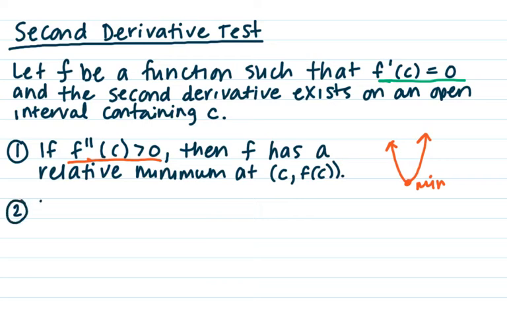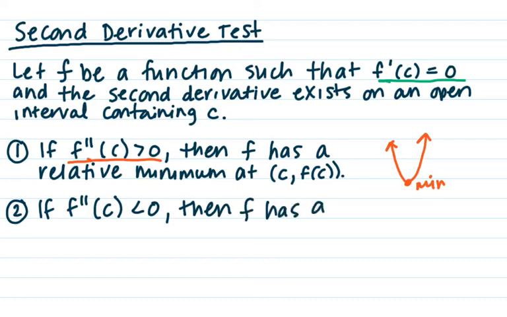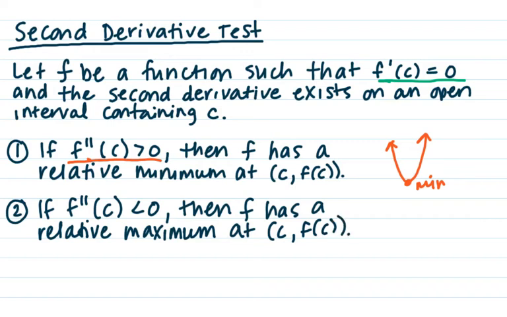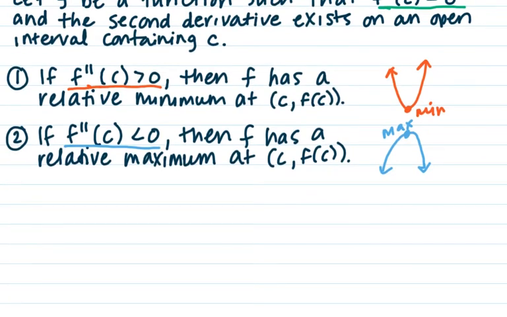Okay, similarly, if the second derivative at that critical point is negative, then the function has a relative maximum at that point, right? Because if the second derivative is negative, that means that our function has a concave down graph, and thus any slope of 0 would be occurring at a relative max. Okay, so that's how we're using whether the second derivative is positive or negative to determine where the maximums and minimums are occurring on our graph.